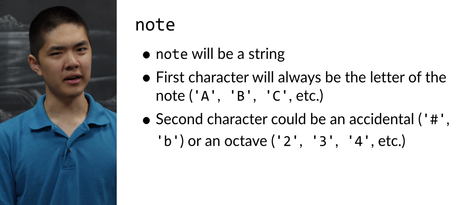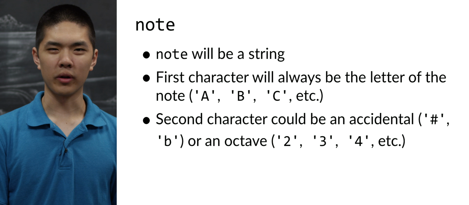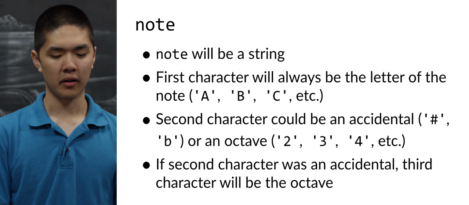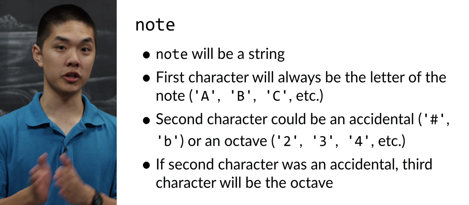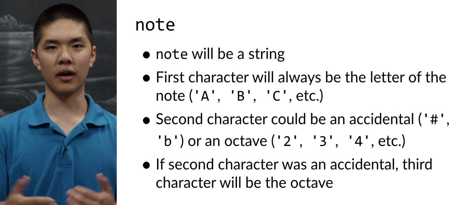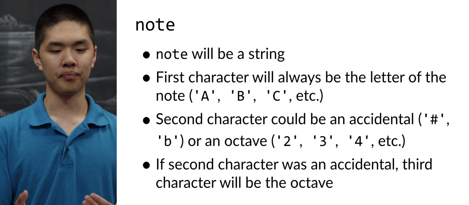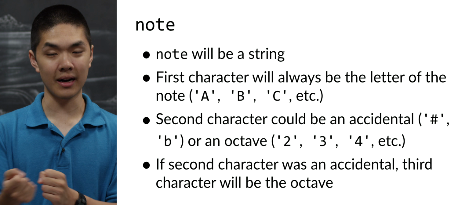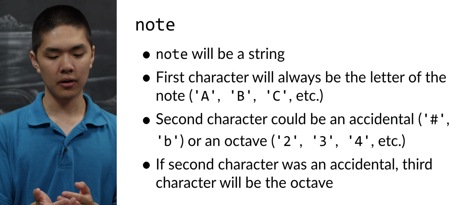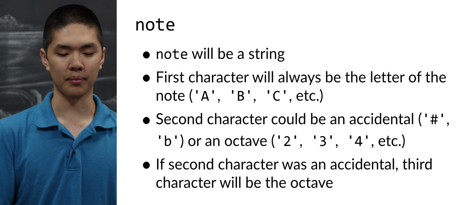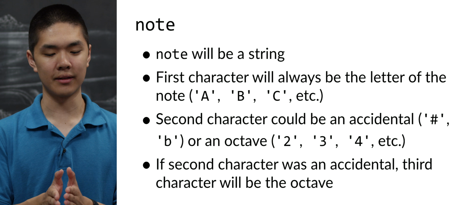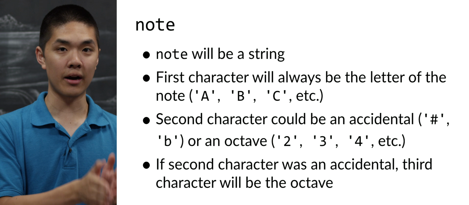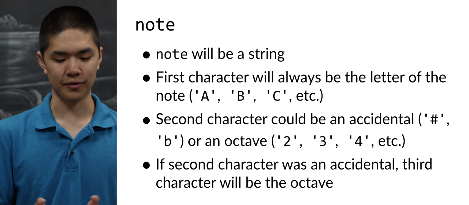Finally, if there was an accidental, sharp or flat, we still need to figure out what octave it's in. So if there was an accidental, then the third character of the string is going to be the octave. So in the case of a note like B flat 4, B is the first character, and that's the letter of the note. Flat, represented by the lowercase b symbol, is the accidental. That's what's going to show up as the second character in the string. And finally, the third character of the string is going to be the octave number.